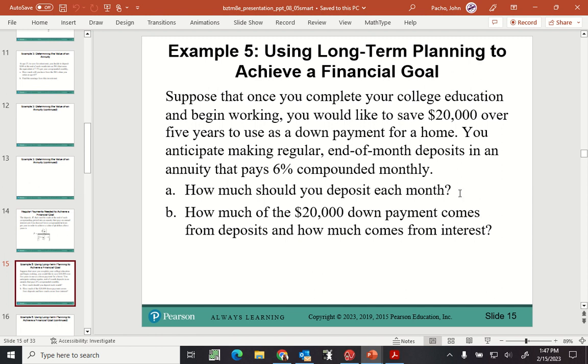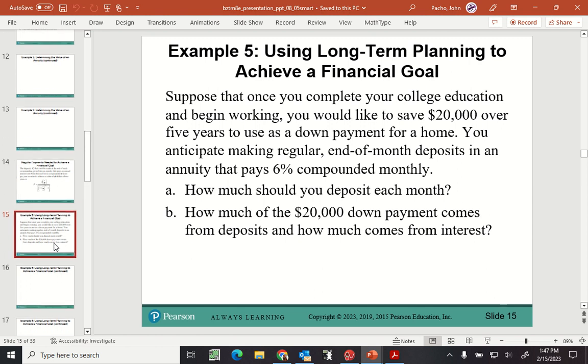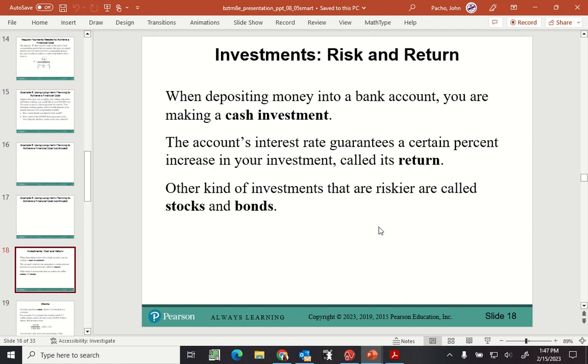All right, let's go ahead and take a look at the next one. So after example 5, let's talk about the definitions. This is slide number 18 for those following along. It says, when depositing money in a bank account, you are making a cash investment. A cash investment means money coming out of your pocket and going into their account. That is your cash investment.